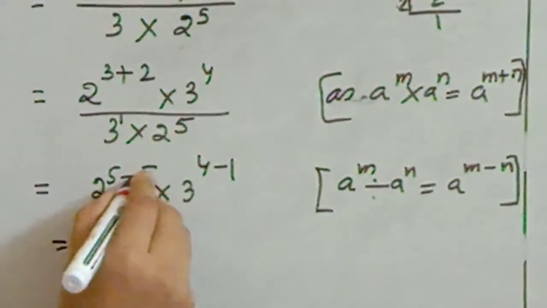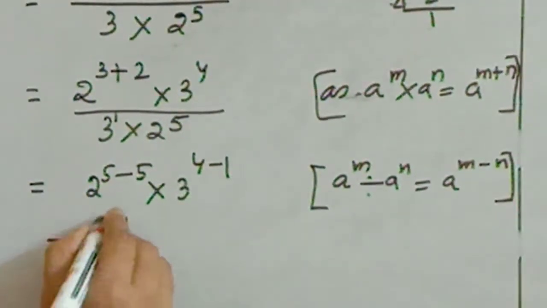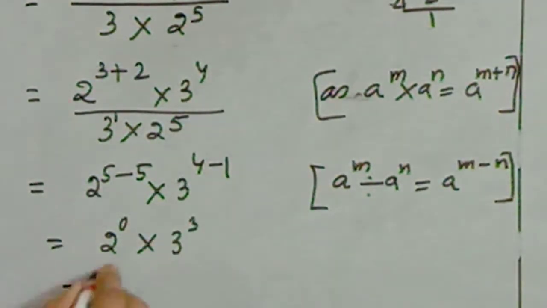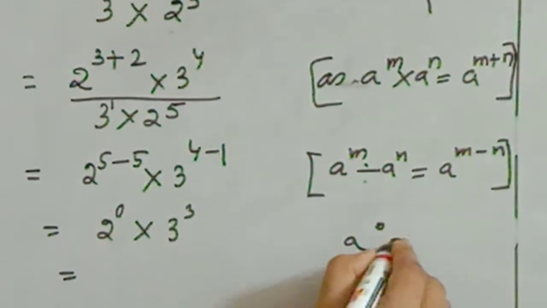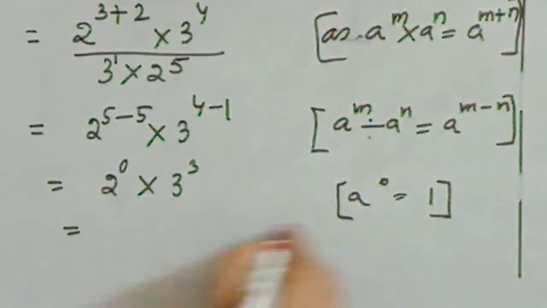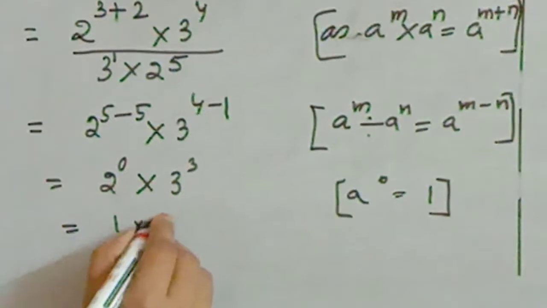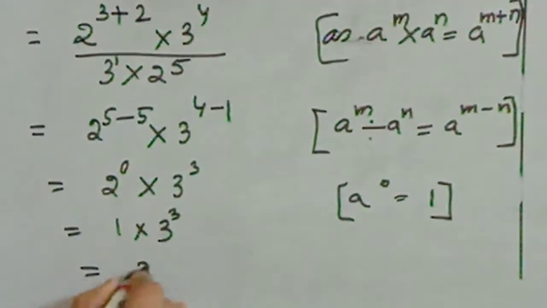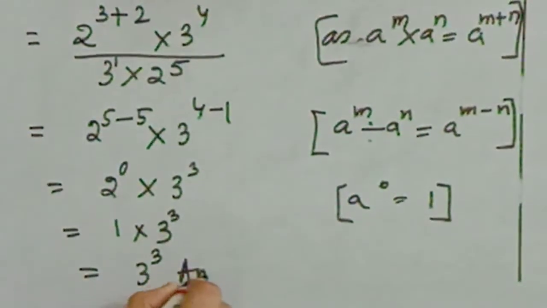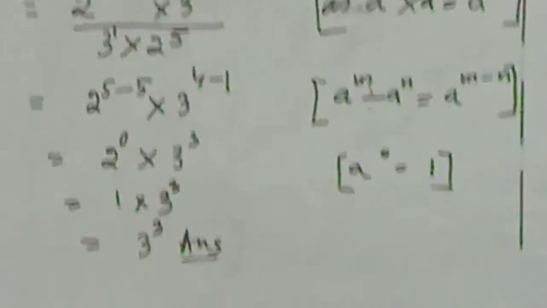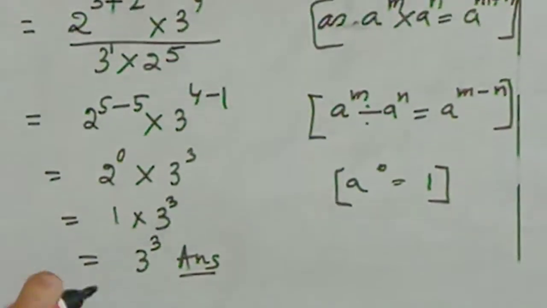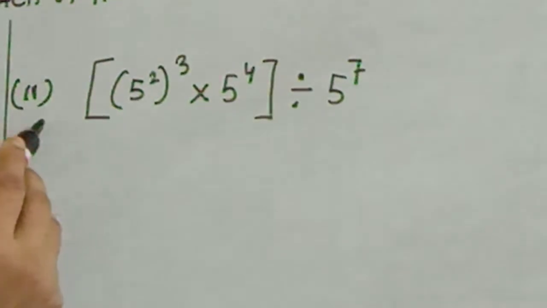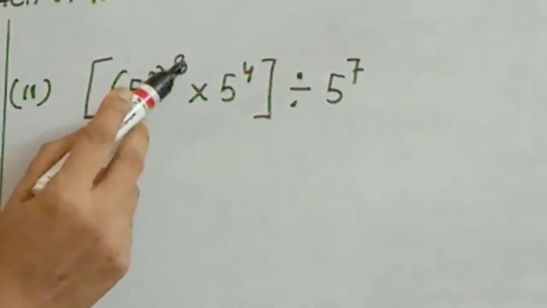Now 2 to the power 5 minus 5 is 2 to the power 0, the 5s cancel, into 3 to the power 3, and any number to the power 0, you know, is 1. So 1 into 3 cube, 1 into 3 to the power 3, that is 3 to the power 3. You have to give the answer in exponential form. In the question it is also given. So it is 3 to the power 3. Understood?